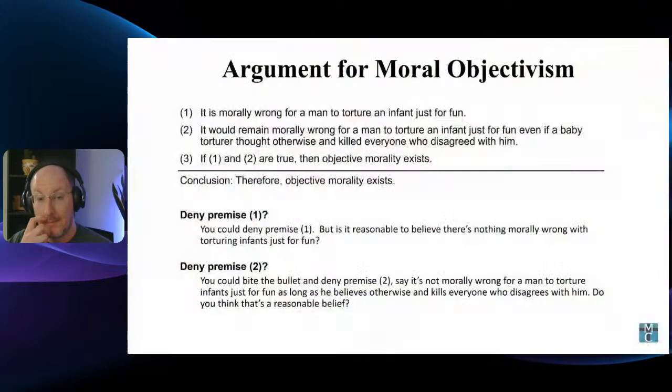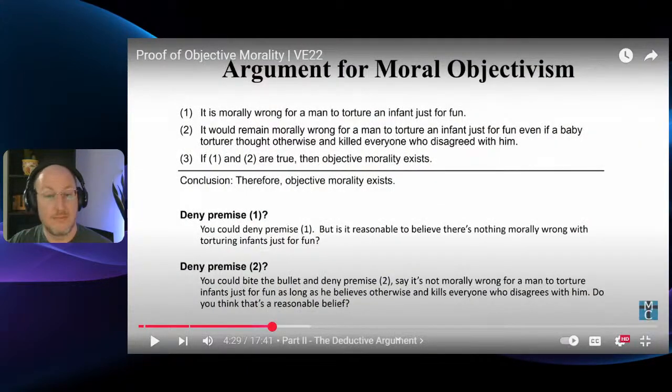Why is it not reasonable? It is not reasonable to believe that there's nothing wrong with torturing infants just for fun. Why? What's the implication of that? If my attitudes are the same, my preferences are the same, my values are the same, I go out and stop people from torturing babies.